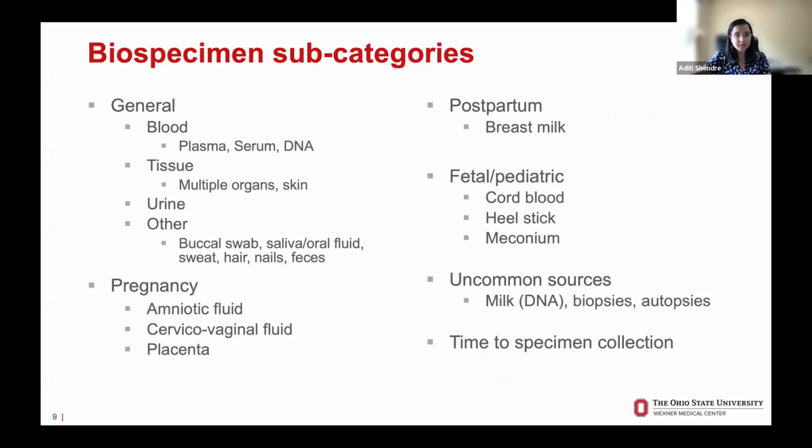Capturing specimen information is relevant in PK studies. So what kind of specimen was used? Those related to the blood, like plasma, serum, DNA, different tissues, urine specimens. Then there are other swaths of specimens that are used when it comes to pregnancy, specifically the amniotic fluid, cervicovaginal fluid, and the placenta. Breast milk in the postpartum population, and then cord blood or meconium in the fetal population.